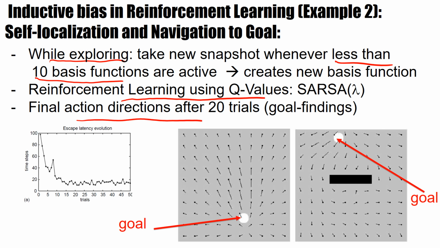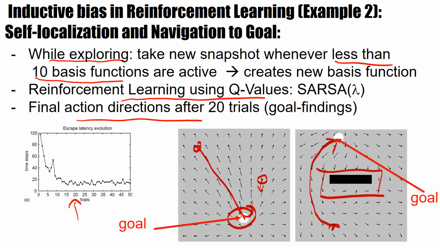And this is sort of a needle plot. So this each time plots the direction, and you see the direction points towards the goal. And this also works if there's an obstacle in the middle. Now we can look how long it takes from an arbitrary starting position to reach the goal. And what we see is that after 20 trials, it only takes about 10 to 15 time steps, whereas in the first trial, it takes 100 time steps or more because nothing has been learned so far.